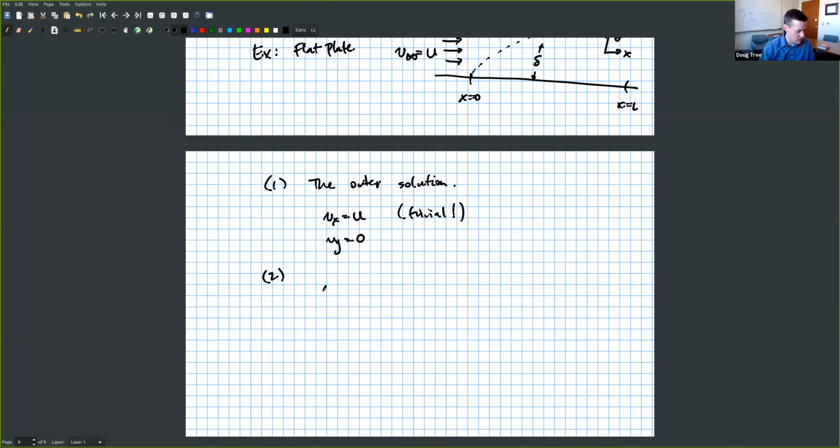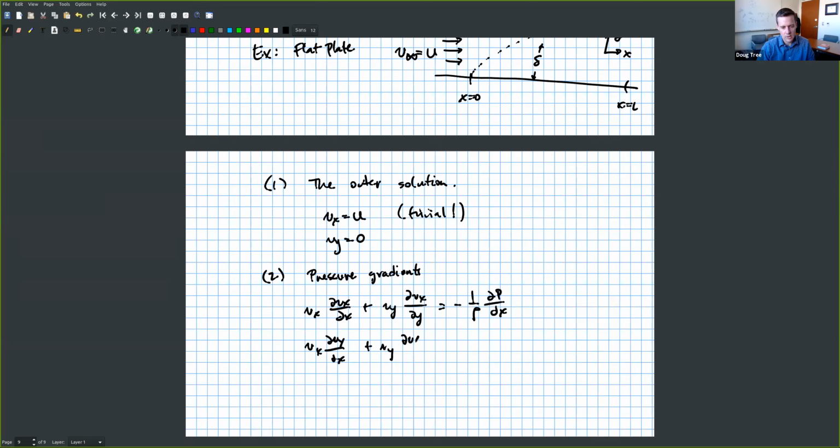Okay. Because of this, now we need to calculate the pressure gradients is what we need to do next. Pressure gradients. Okay, so in the pressure gradients, we have Euler's equation, which I'll write out: Vx dVx/dx plus Vy dVx/dy is equal to minus 1 over rho dP/dx. And we have the same thing for y: Vx dVy/dx plus Vy dVy/dy is equal to minus 1 over rho dP/dy. Okay, these are Euler's equation, or this is Euler's equation.